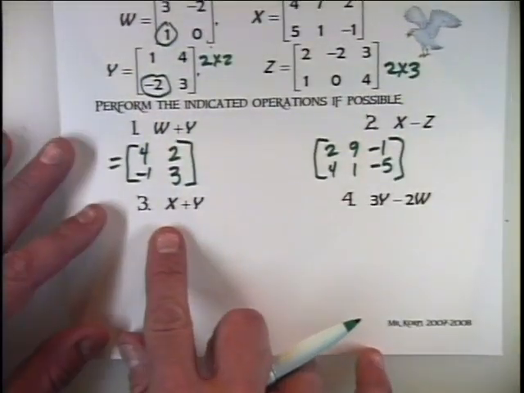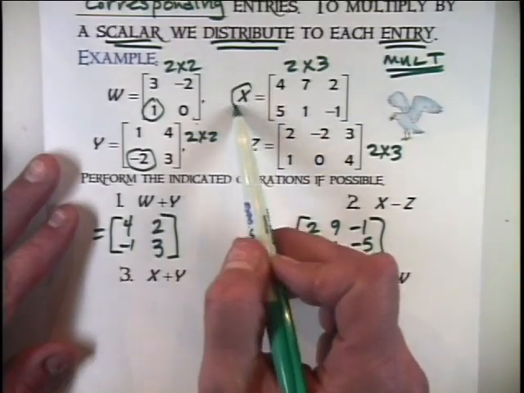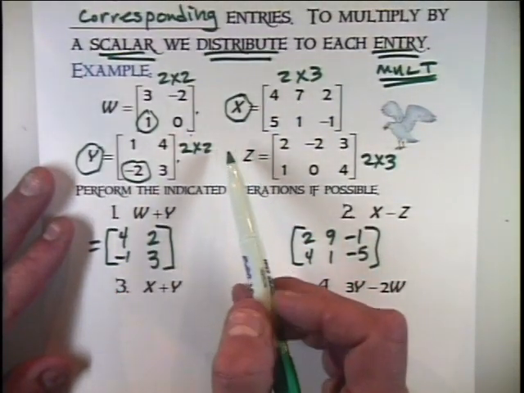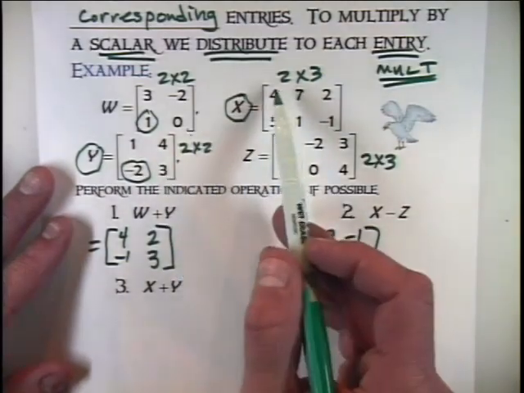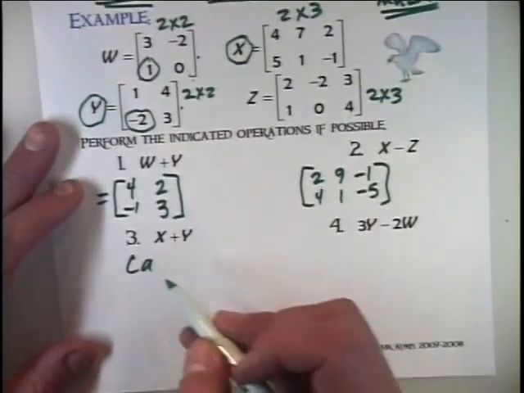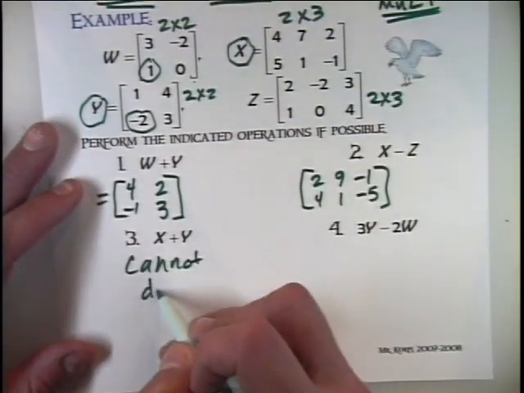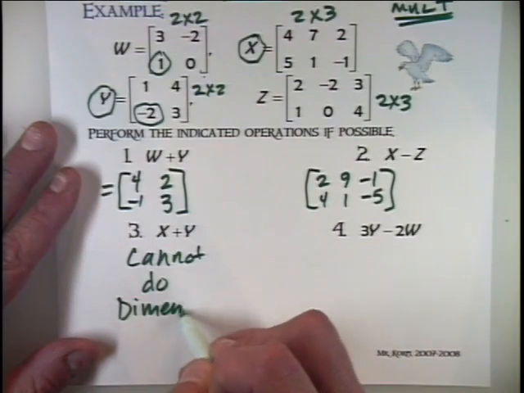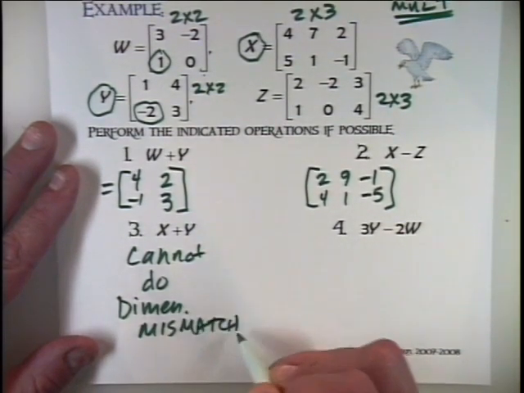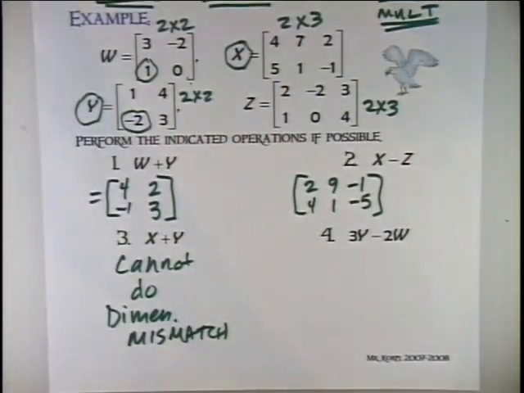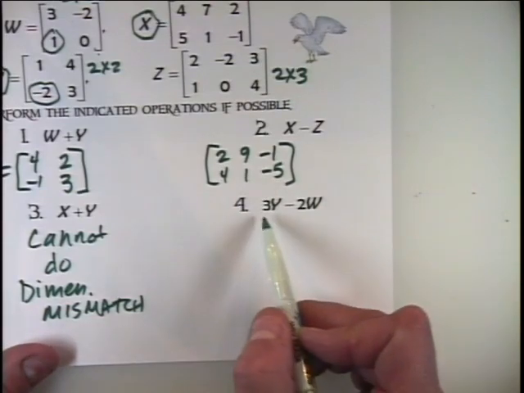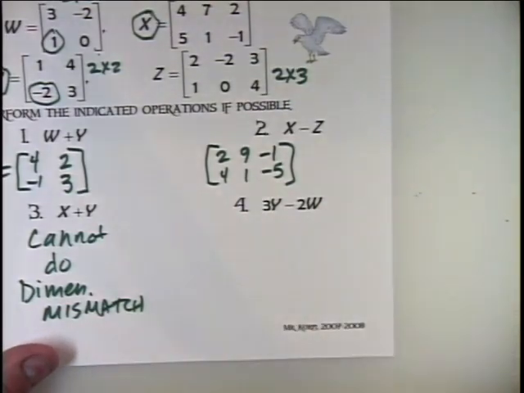Well, let's do X plus Y. That's going to be this matrix here, which is a 2 by 3, plus Y, which is a 2 by 2. Oh, it's not going to happen. I'm not going to have a one-to-one correspondence in rows and columns. So this one we cannot do. There is a dimension mismatch. It does not work. All right, so we can't always perform the operations, but when we can, we want to do it correctly. Now this one here is the first time we're going to bring in our scalar multiples. This is 3 times the matrix Y minus 2 times the matrix W.